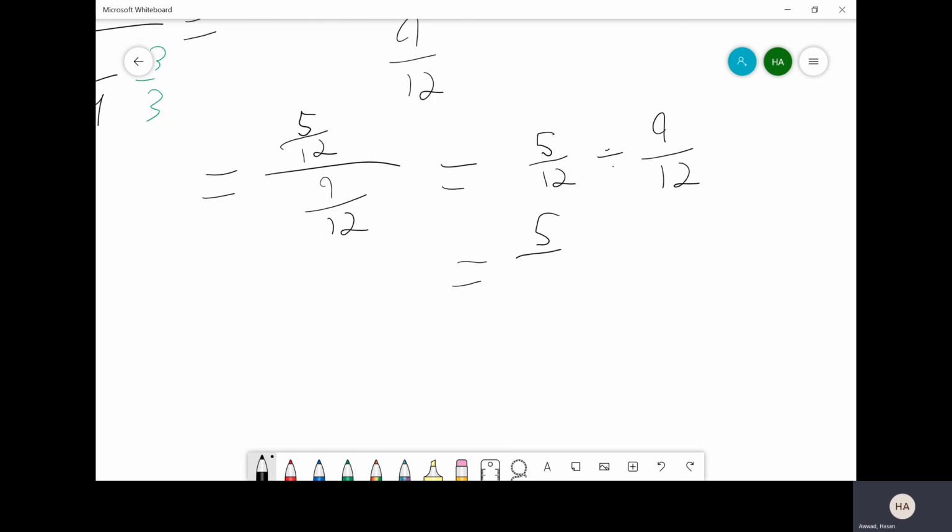So we keep the first fraction, 5/12. We change this to be a multiplication. And now this is 12/9. And hopefully you guys remember that if you have something in both the numerator and the denominator, as far as multiplication is concerned, we can cancel them out, right? So we have 12 here, and we have 12 here, which is the same thing as 12/12, because again, everything is being multiplied. So because it's 12/12, it just basically cancels out to be 1, and we are left with 5/9. And that's it.